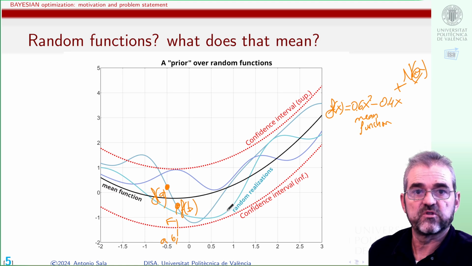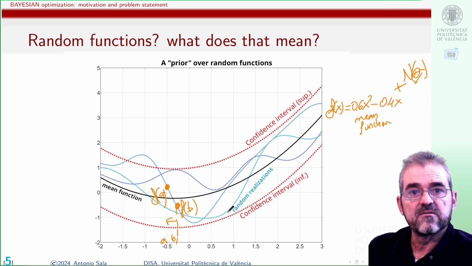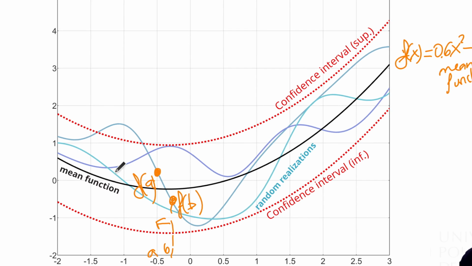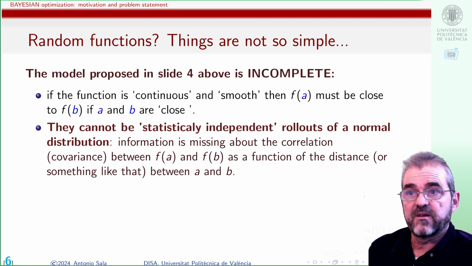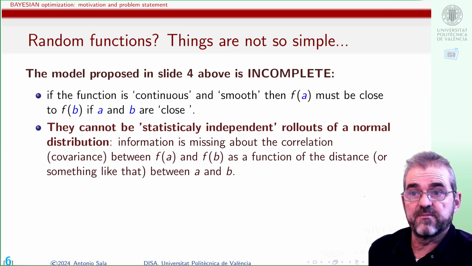towards A. So these three bluish lines are random functions, but they are continuous. In fact, they are smooth, like infinitely differentiable. So how can I get randomness as well as these other calculus-related properties? Because if f of A is a random variable, f of B is a random variable, then maybe f of A takes this value and f of B takes this value. But if the function is continuous, then f of A must be close to f of B. If A and B are close, that's the idea, and that means that they are not statistically independent.